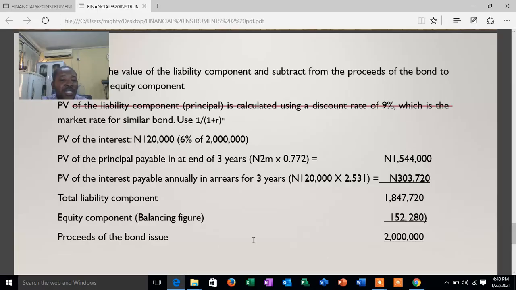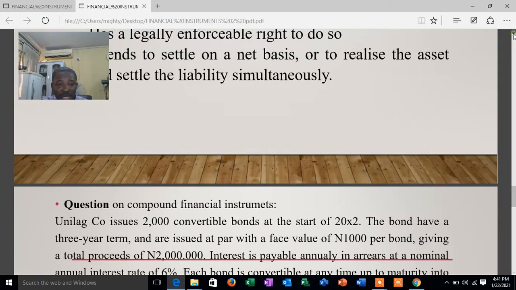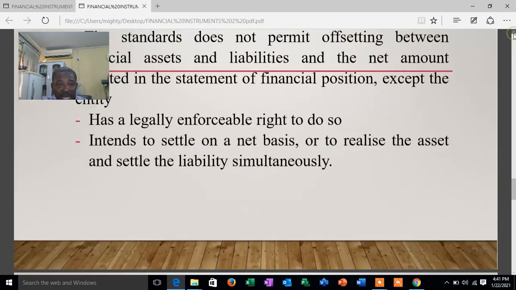And then the proceeds of the share is 2 million. So when you take the proceeds, which is the total value of the instrument, and subtract your total liability from it, you have the balancing figure. That's 2 million minus 1,847,720. That gives you 152,280, and that is simply your equity component. And that's what they ask us to determine here. That's what we have in this format.